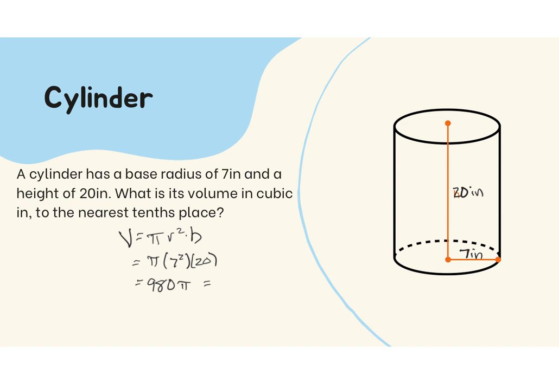which gives me a decimal answer of 3,078.76 with some numbers after that. Since we're rounding to the nearest tenths, we'll look at the hundredths. The 6 tells us to round up, so it becomes 3,078.8, and then inches cubed. And with that, you are ready to go back to Delta Math and work on the medium level questions for volume of cylinders.